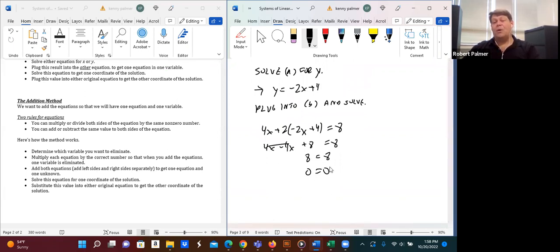Either here or here, this is a true statement. Of course, 8 is equal to 8, or 0 is equal to 0. Now, if you get a true statement, what this means is you have a dependent system.